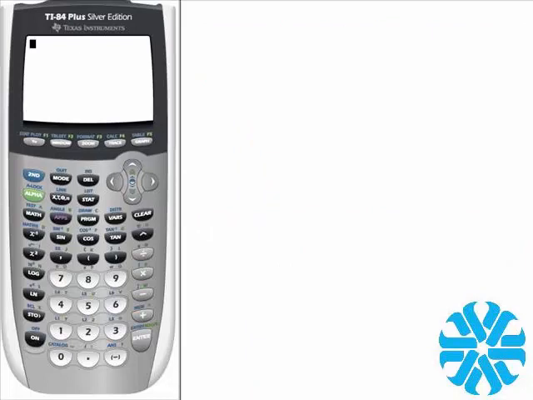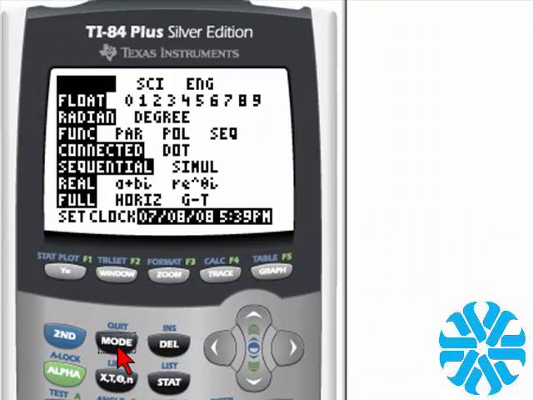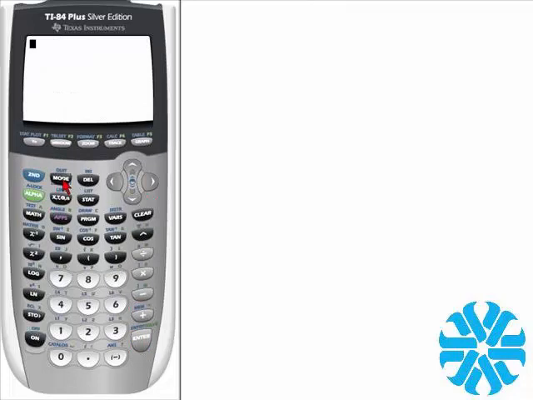Before we begin, let's set the calculator to round off all answers to 3 decimal places. So what we need to do is go to the mode key, and then remember the float, we're going to bring that to 3. So let's use the arrow key to go down and then move it over to the value of 3. So that's going to round off all answers to 3 decimal places. Then we hit enter, and then we can go second function and quit to get out of that mode.